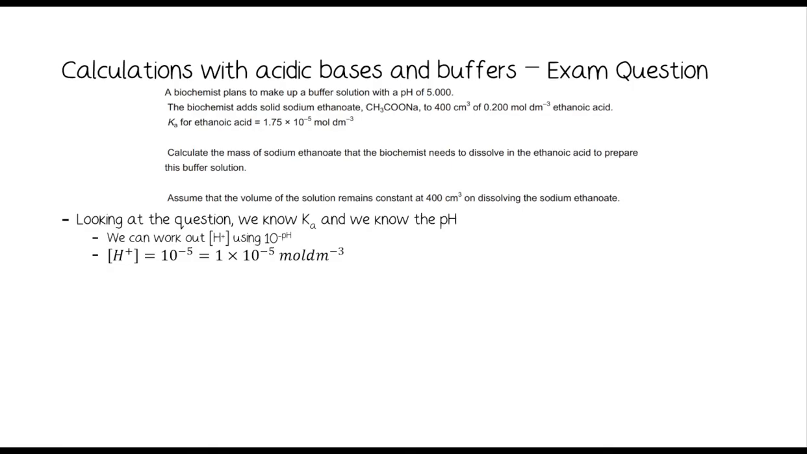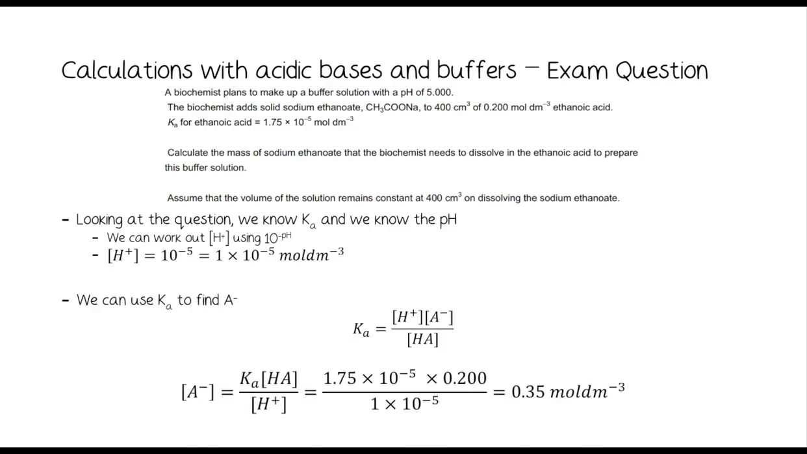This question wants us to find A-. We can use Ka to do that. So if we write out our equation for Ka, we get H+ times A- over HA. We can rearrange this to get A-, and if you stick all the numbers in, you get a concentration of A- of 0.35 moles per decimeter cubed. The concentration of acid is here in the question, and because the volume has not changed when they've dissolved it, you can use that again. Ka has been told here, and the H+ we've just worked out.